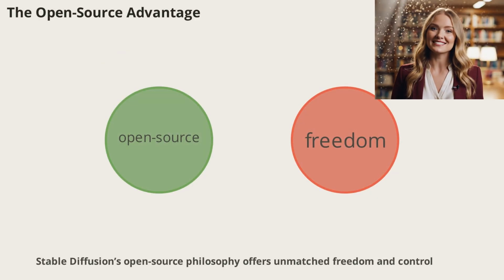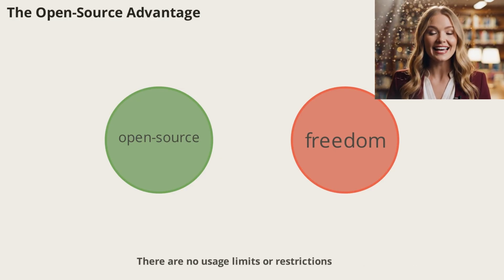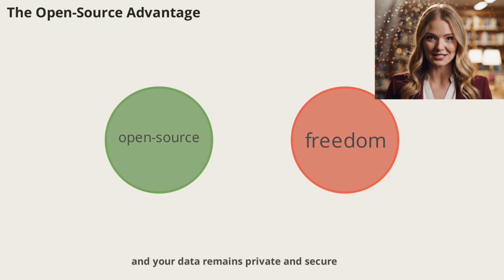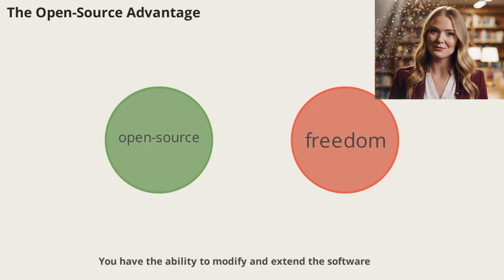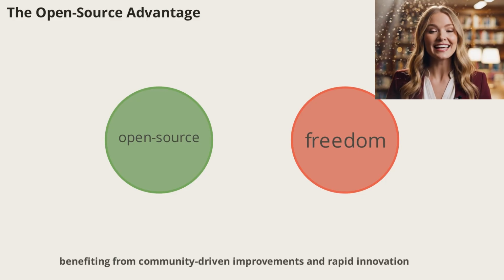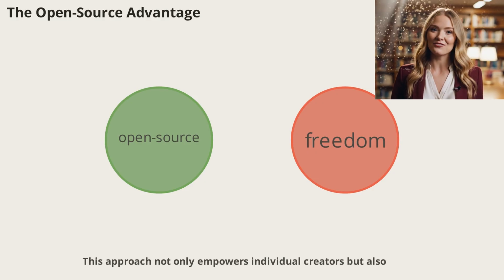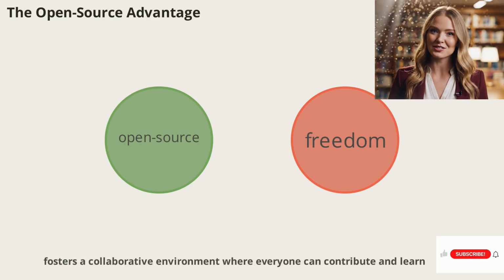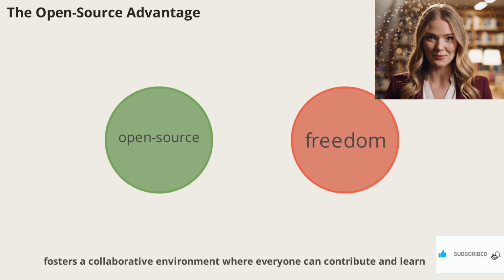Stable Diffusion's open-source philosophy offers unmatched freedom and control. There are no usage limits or restrictions, and your data remains private and secure. You have the ability to modify and extend the software, benefiting from community-driven improvements and rapid innovation. This approach not only empowers individual creators, but also fosters a collaborative environment where everyone can contribute and learn.